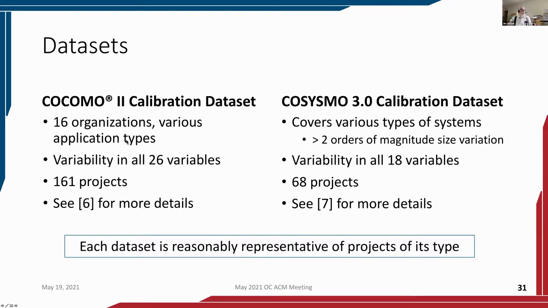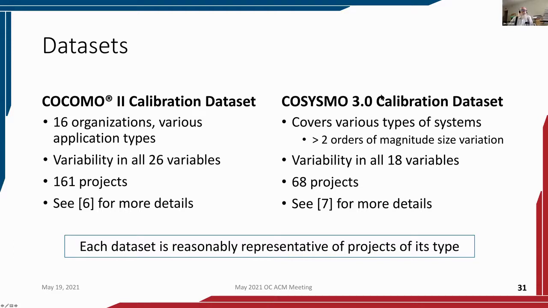So we used two data sets. One was a COCOMO II calibration data set that was used to derive the COCOMO II software cost estimating model. These came from 16 organizations, a bunch of different application types, had variability in all 26 variables on 161 projects, and reference 6 is the COCOMO II book.